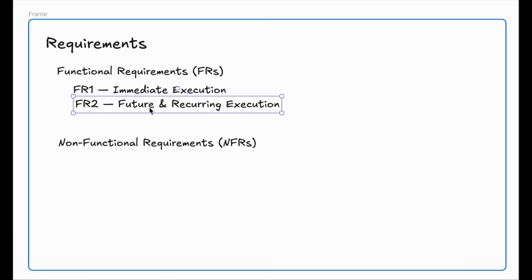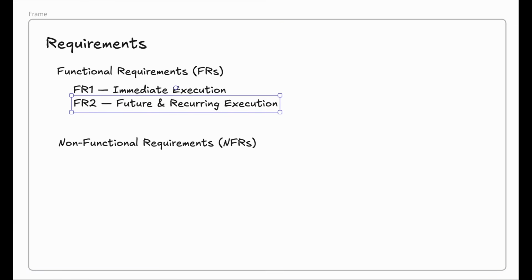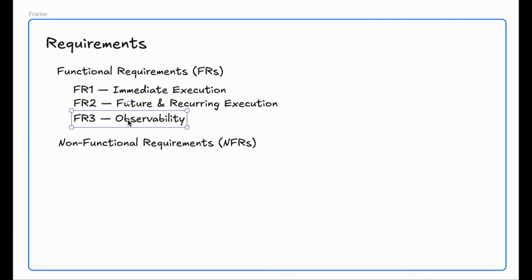Functional requirement number 2, future and recurring execution. Of course, not all jobs are ad hoc. The system must also support jobs scheduled in the future or on recurring patterns, like every Monday at 8 a.m. or run this ETL job at midnight UTC. Functional requirement number 3, observability. A production-grade job scheduler isn't a black box. The system must provide visibility into overall health, including queue depths, success or error rate, latency, and worker status.